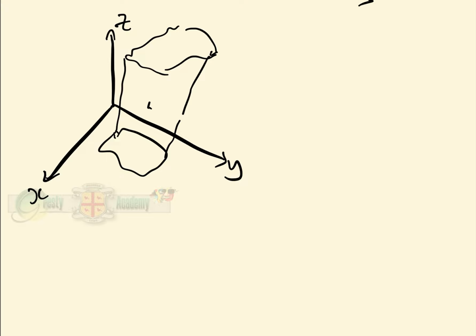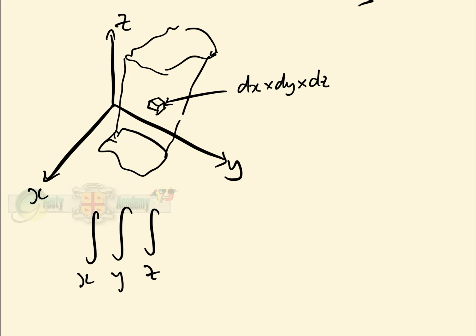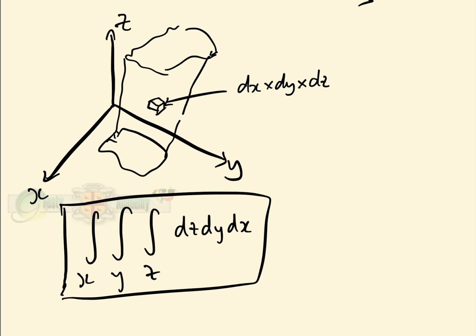But what they say is, let's take a little cube somewhere inside which has dimensions dx times dy times dz, and then we will integrate over the x and over the y and over the z. So we'll actually do a triple integral. The triple integral would be the integral over x, the integral over y, the integral over z of dz, dy, dx. That would be the volume, and there's nothing wrong with doing it that way. In fact, for some people, it's a lot clearer if we do it that way.